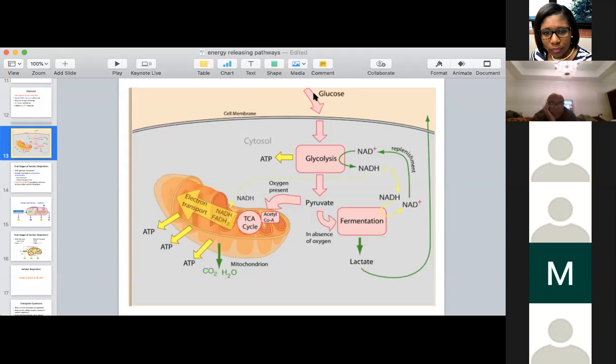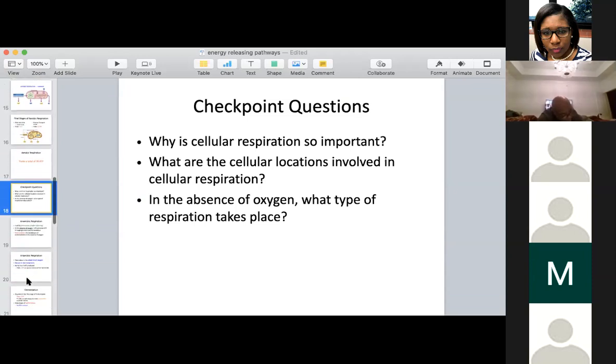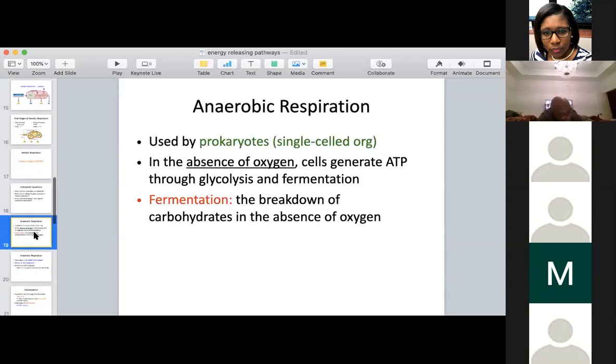Okay, so we're clear on what happens when we're trying to break down glucose and we have oxygen present. Now let's look to see what happens to this pathway in the absence of oxygen. So instead of cellular respiration occurring, a process known as fermentation takes place in the absence of oxygen. So you do have some checkpoint questions in this PowerPoint that you will work on for homework as well as your mastering. We'll come back to that.